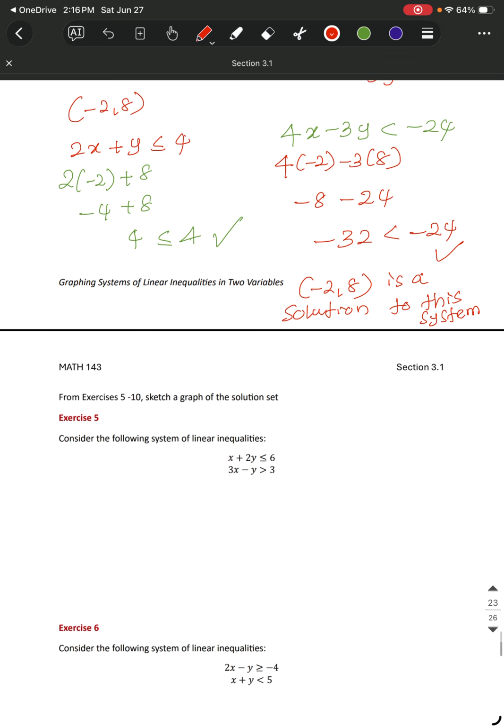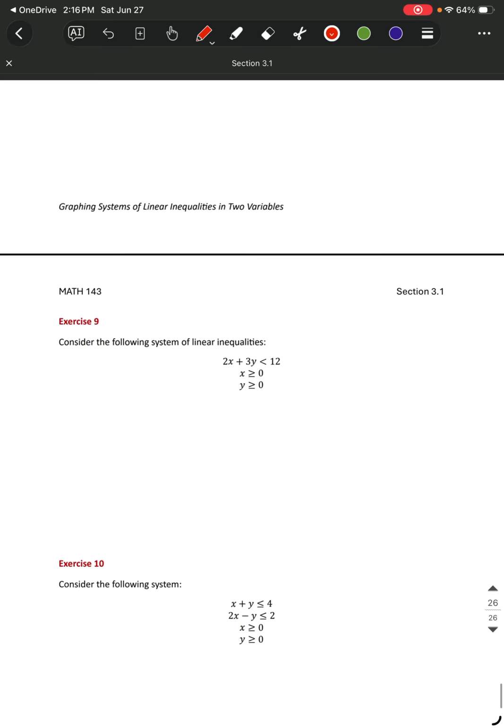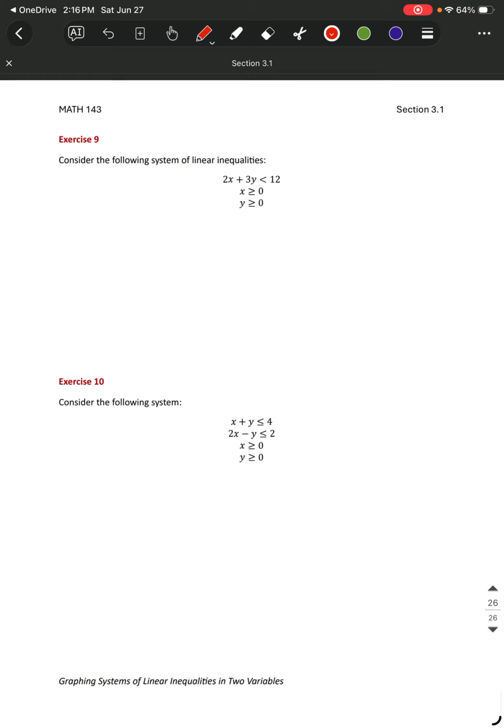Okay, here are several exercises. Please make sure to try them by yourself. Okay, let's review today's lesson then. Today we learned the difference between equations and inequalities, how to graph linear inequalities, when to use solid and dash boundary lines, how to use the test point method, how to graph systems of inequalities, and how to determine whether a feasible region is bounded or unbounded.